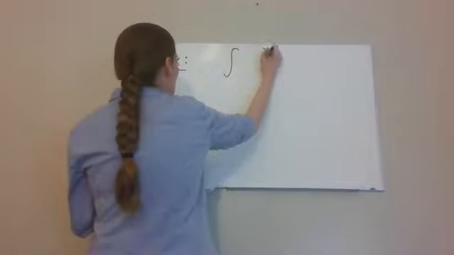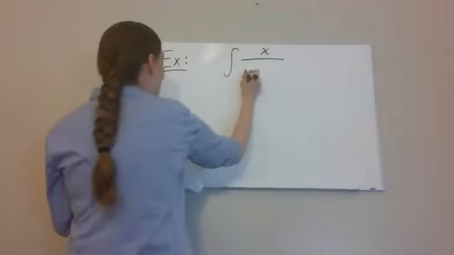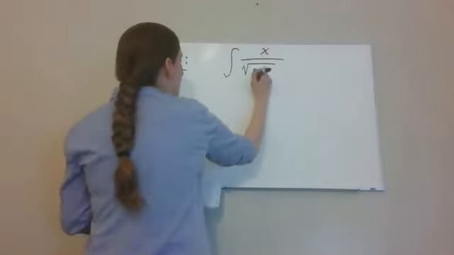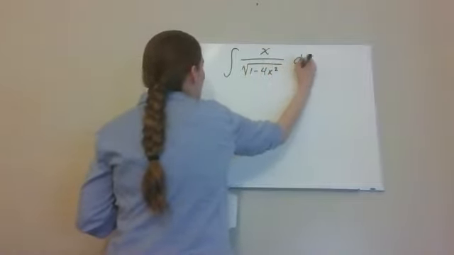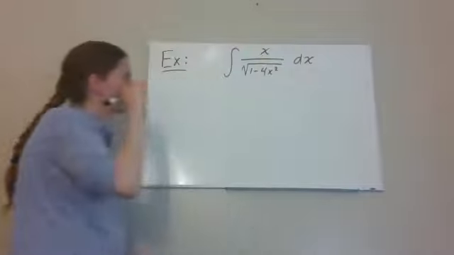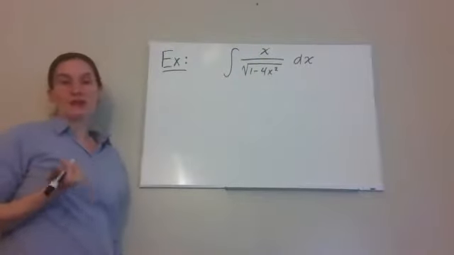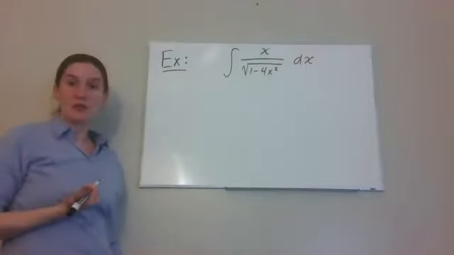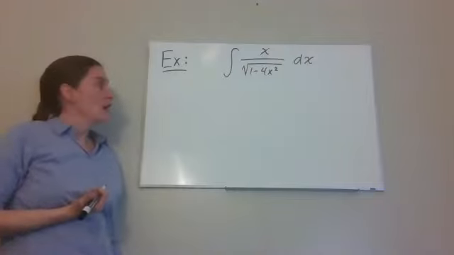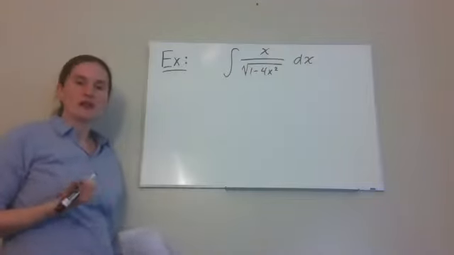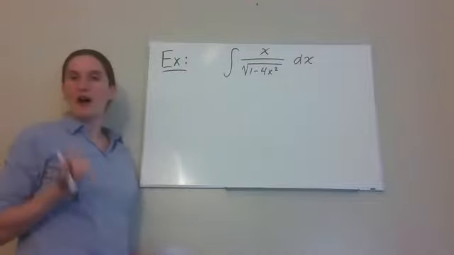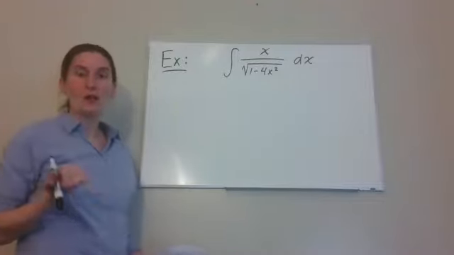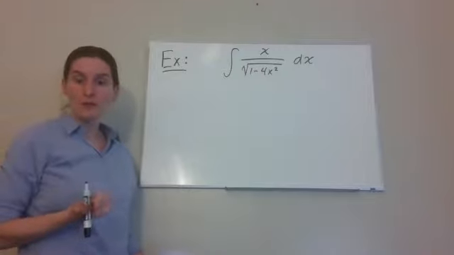Antiderivative of x divided by the square root of 1 minus 4x squared with respect to x. This one is another problem you're going to want to use substitution on. And in general, there's a lot of tricks for finding what your u should be. And honestly, that's probably the hardest part of substitution, is learning what to do for your u.